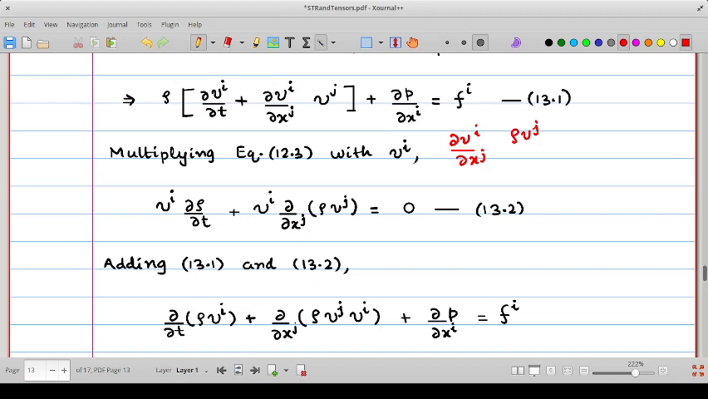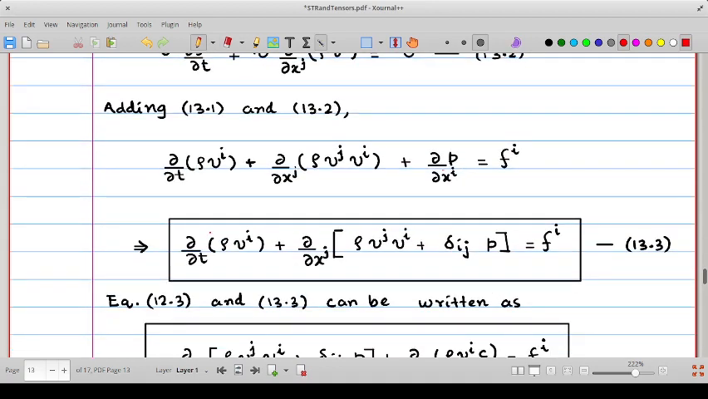Now over here I have derivative with respect to rho vj and I multiply with vi. So that means this term and this term together become d by dxj of this times that. So that is rho vj vi. Plus this term, which is dp by dxi is equal to fi. So finally we have the following form: d by dt of rho vi plus d by dxj rho vj vi plus, now this is actually d by dxi of p, but if I put a delta ij here and d by dxj here and put p here, the summation over j with this delta ij makes it d by dxi. So this becomes d by dxi of p. So exactly this term. And the right hand side is equal to fi.